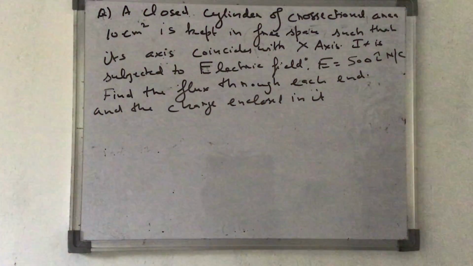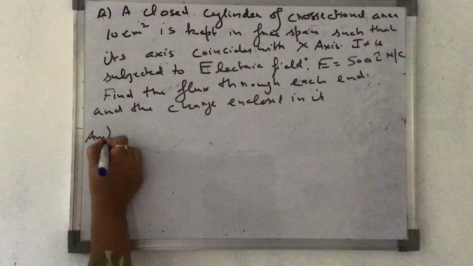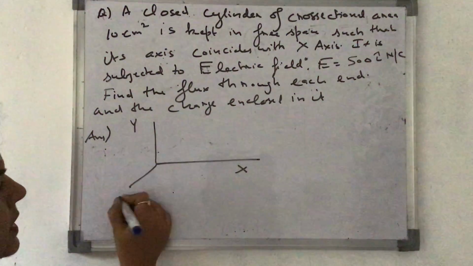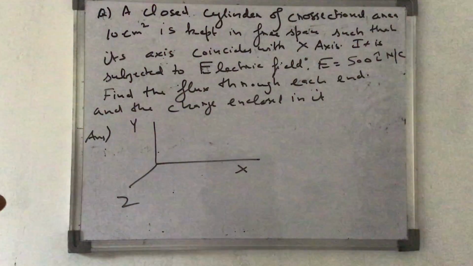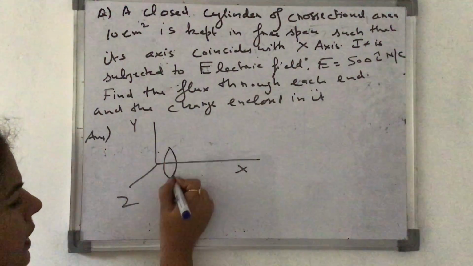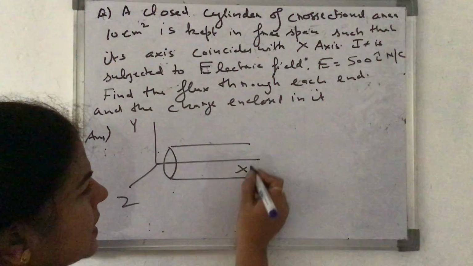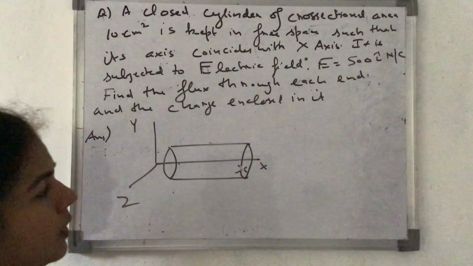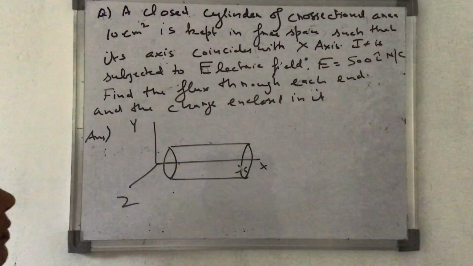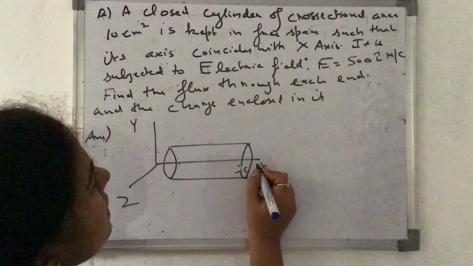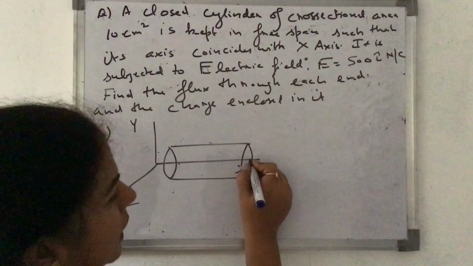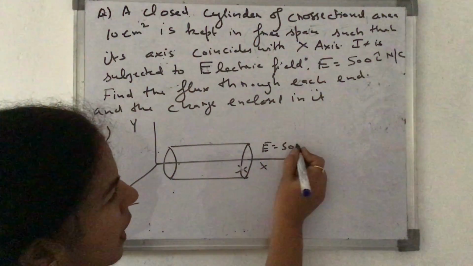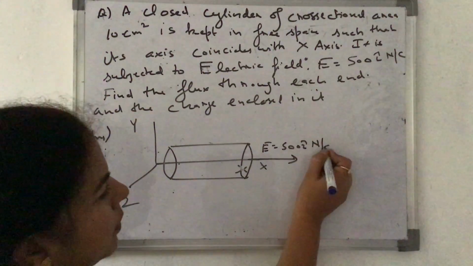Now let's see what the question is. In this question they are considering this as our x-axis, y-axis, z-axis, and we have a cylinder like this, such that its axis is coinciding with the x-axis. Now they are also telling us the value of the electric field, which is given by 500 i Newton per coulomb.